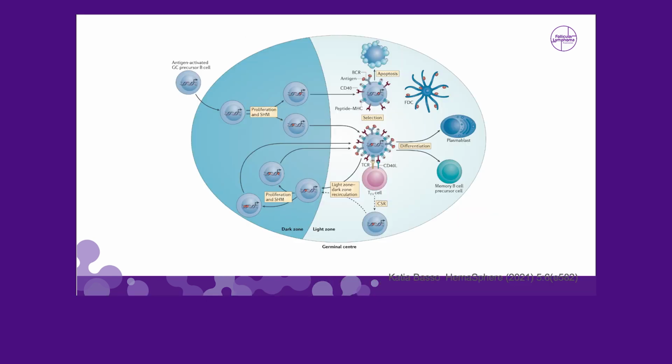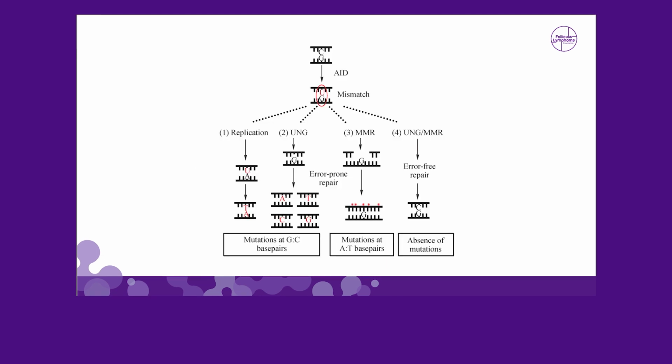So here again, the B cell encounters the antigen. There is rapid proliferation, somatic hypermutation, selection for those cells with high affinity to the antigen in the light zone, apoptosis, elimination of those cells with low affinity of the surface immunoglobulin, and production of plasma cells and memory B cells. This is the main activity of the AID, the activation-induced deaminase.